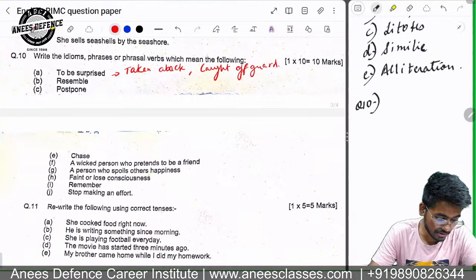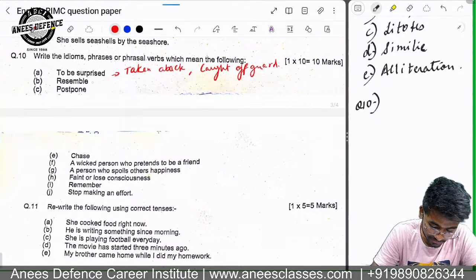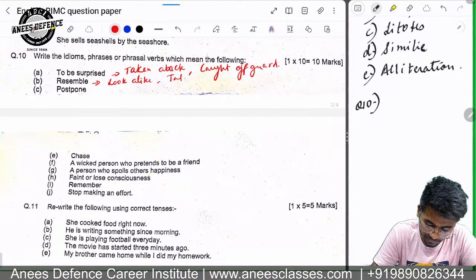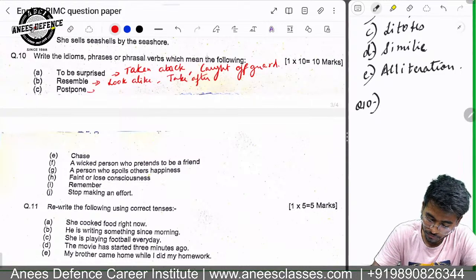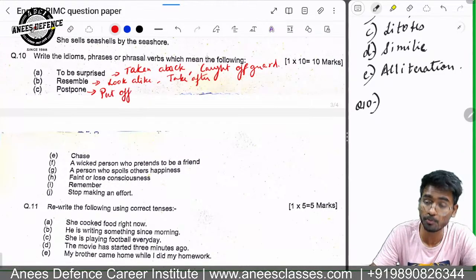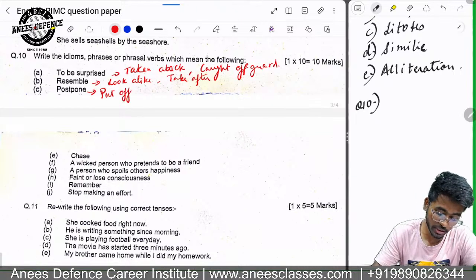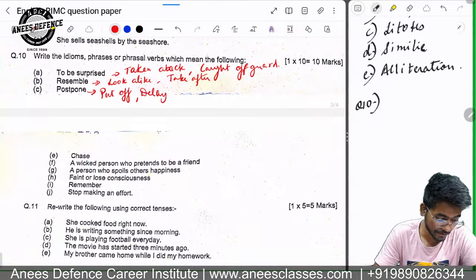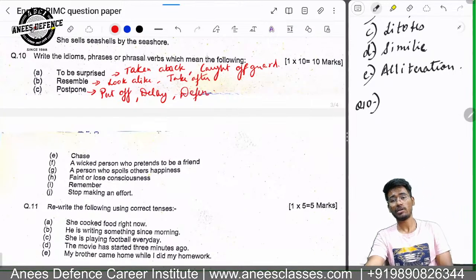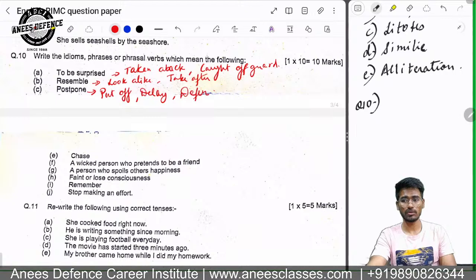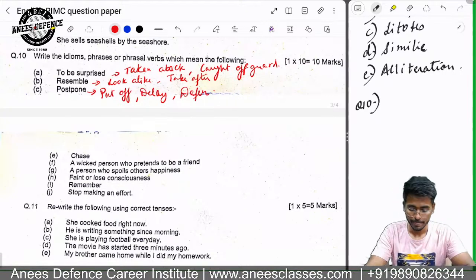Resemble का मतलब होता है to take after or to look alike. You can write look alike, or you can also write take after. This is a phrasal verb. You can write for that. Postpone. When do you postpone something? You can write the phrasal verb here, put off. When you put off something, that means you are postponing something. This is a phrasal verb. You can write delay. Defer. Defer means to put something off, pushing it forward.